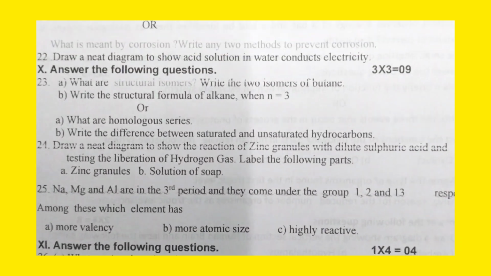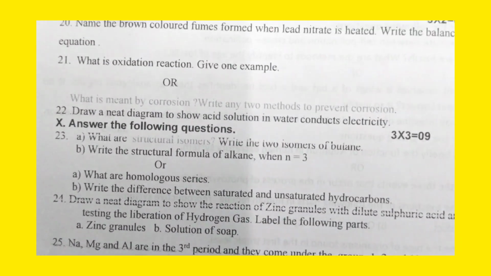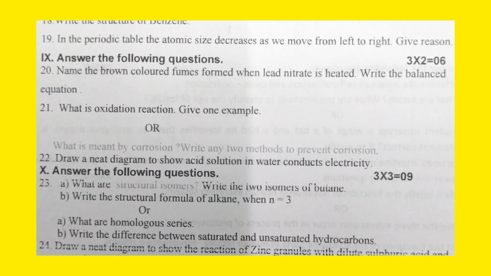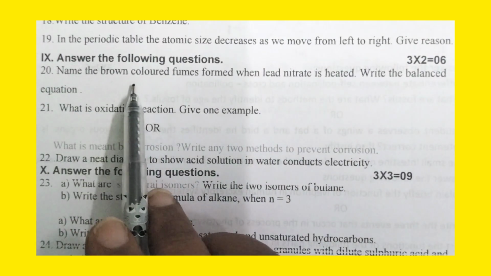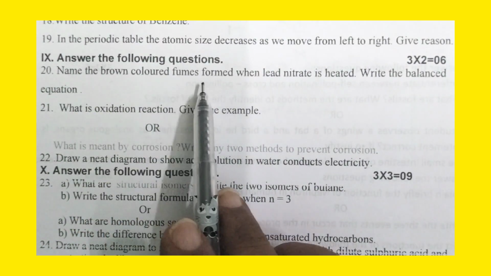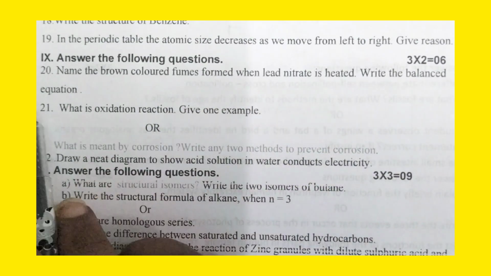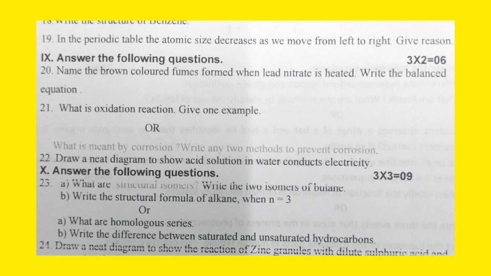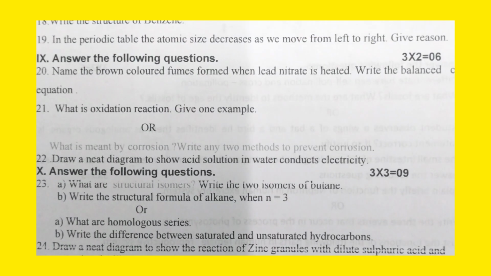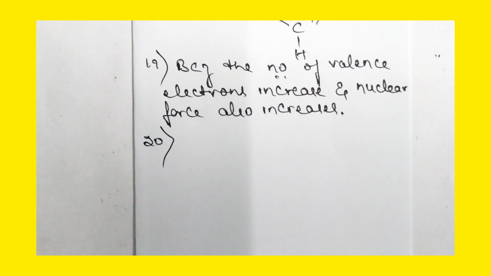Now let us move to the 20th question: name the brown colored fumes formed when lead nitrate is heated. Write the balanced chemical equation. Let us write the balanced equation when lead nitrate is heated.